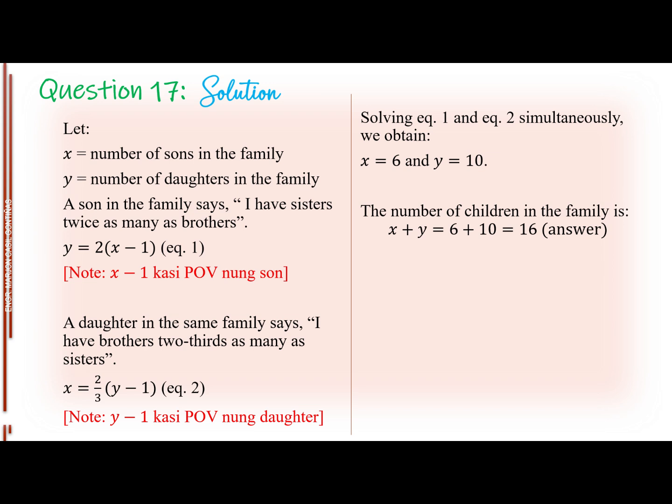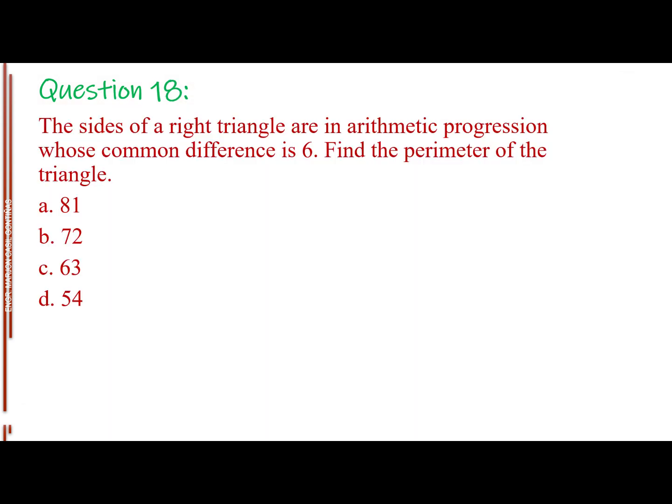Corrections are highly appreciated. Question number 18. The sides of a right triangle are in arithmetic progression whose common difference is 6. Find the perimeter of the triangle. Letter A, 81, letter B, 72, letter C, 63, letter D, 54. Your timer starts now.